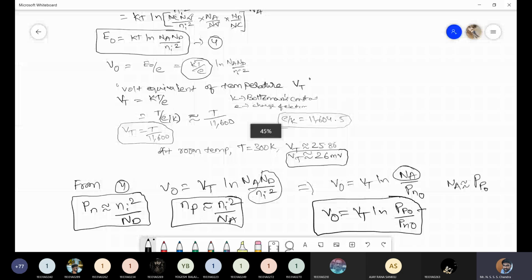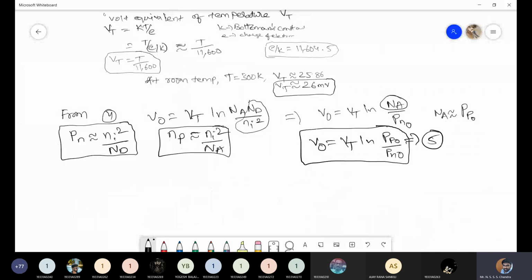Okay, this is our final equation that I'm going to use for the derivation of the diode current equation. This equation is often termed as Boltzmann's relationship. So this is for an open circuit condition, V naught. When we are not providing any voltage to the PN junction, then this is the equation.